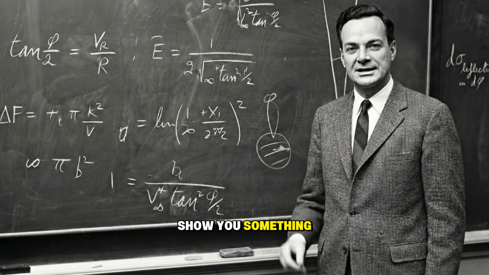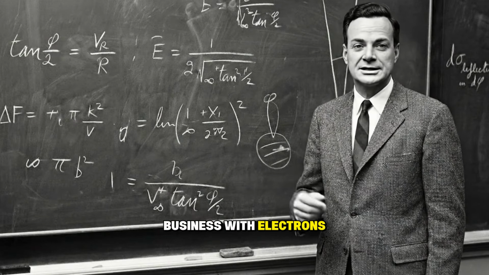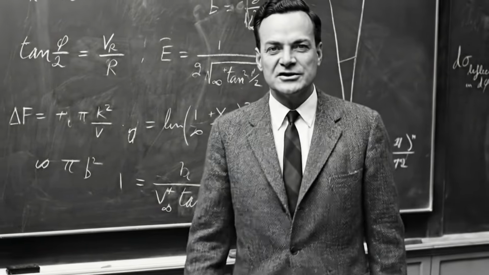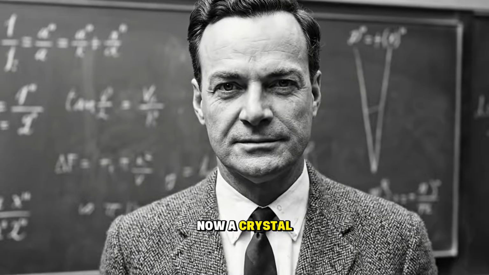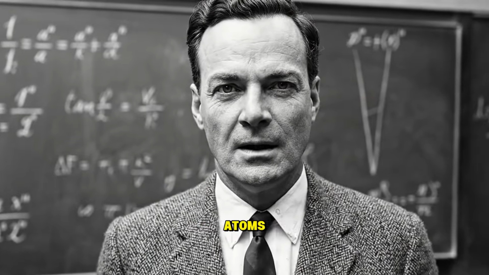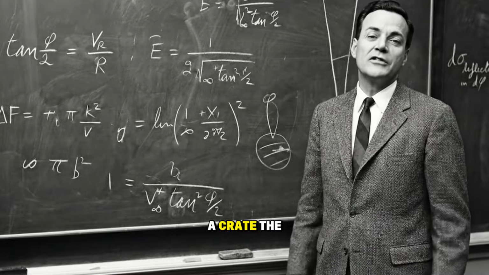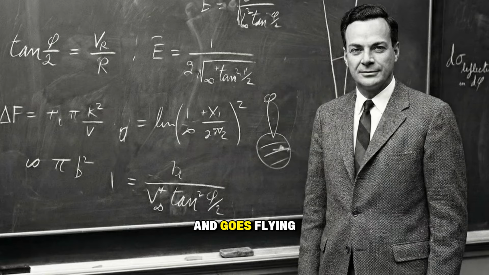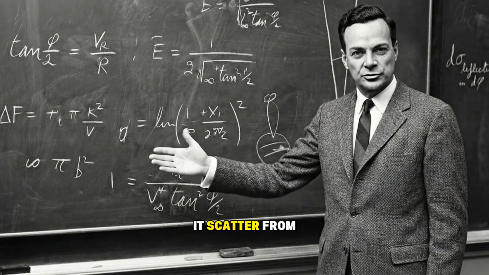Now let me show you something even more peculiar. We've seen this business with electrons and two slits, but the same rules show up everywhere. You take a beam of neutrons and shoot them at a crystal. Now, a crystal is just a regular array of atoms all lined up in a nice pattern like oranges in a crate. The neutron comes in, bounces off one of the nuclei, and goes flying off to a detector at some angle. Which nucleus did it scatter from?